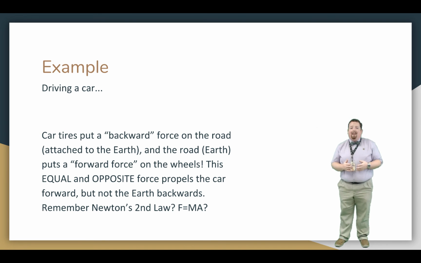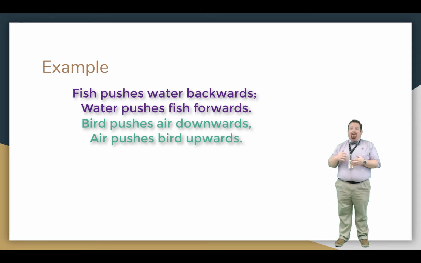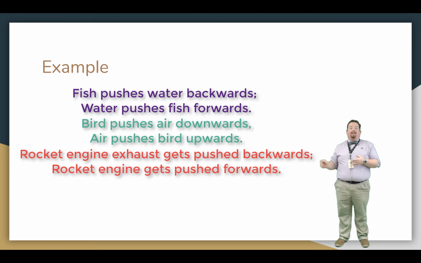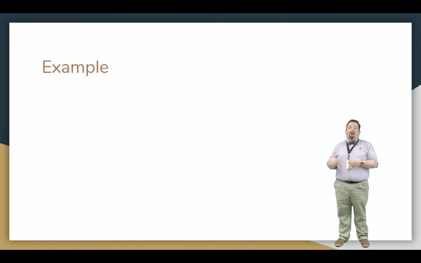Now, if you were listening closely, you might have noticed that all four of our examples had a hidden pair of statements. In the first one, we had the fish pushes water backwards, and the water pushes the fish forwards. For our second example, we had the bird's wings push the air downwards, and the air pushes the bird's wings upward. We had the rocket engine exhaust gets pushed backwards, the engine gets pushed forwards. And lastly, the car tires push backwards on the road, and the road pushes forwards on the car.